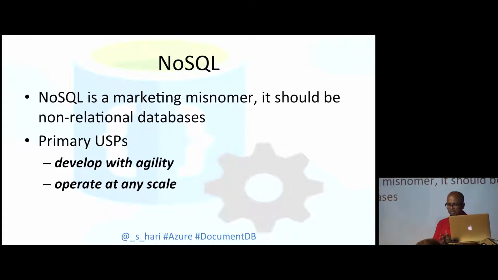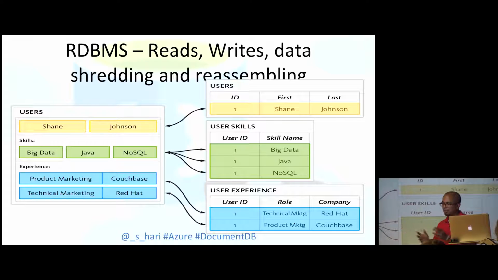So one of the things that NoSQL does is it takes data and spreads it across multiple nodes. Now, why does it do that? If at any point you feel lost or you have any questions, feel free to stop me.